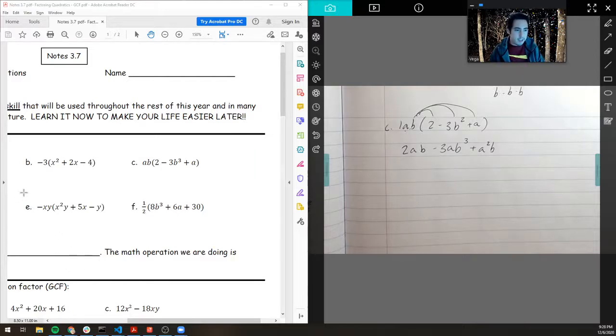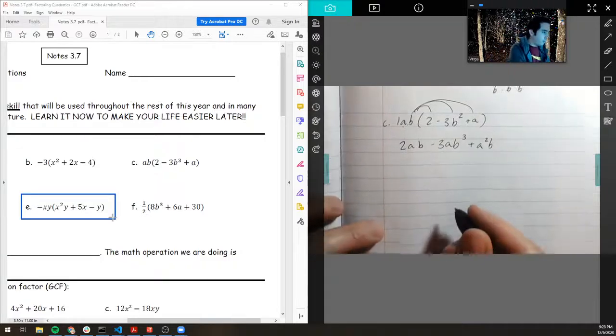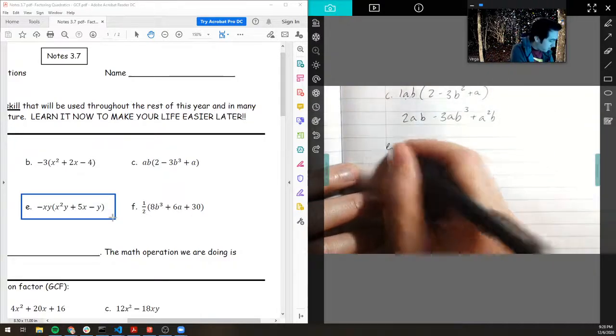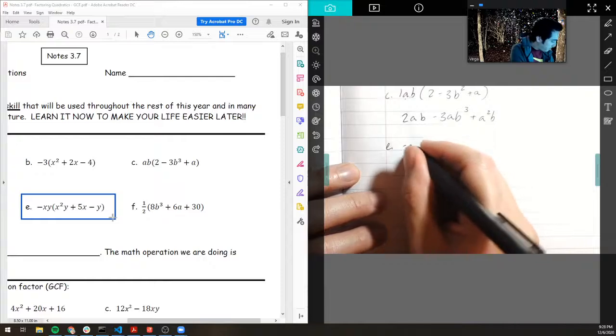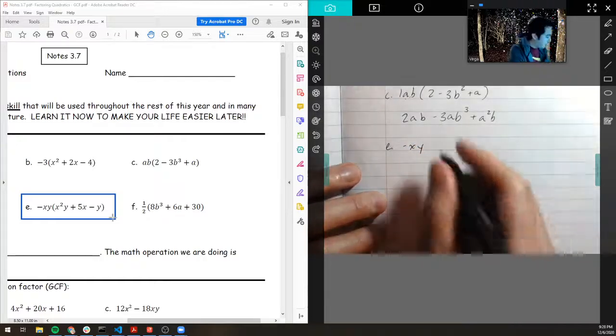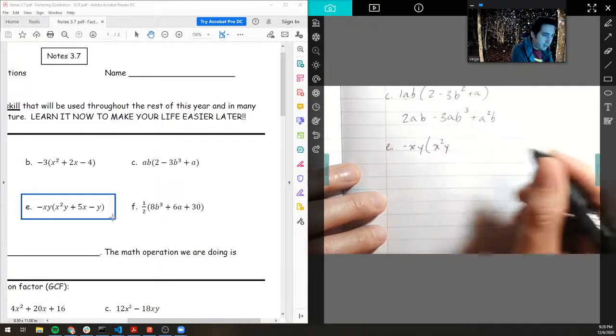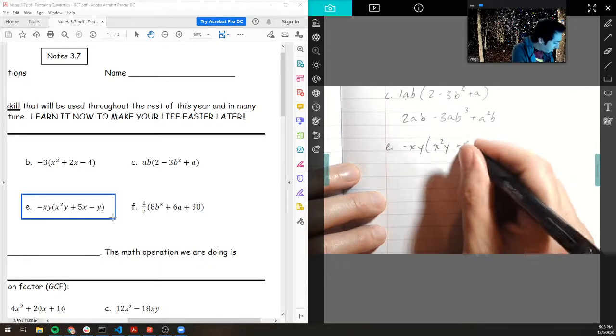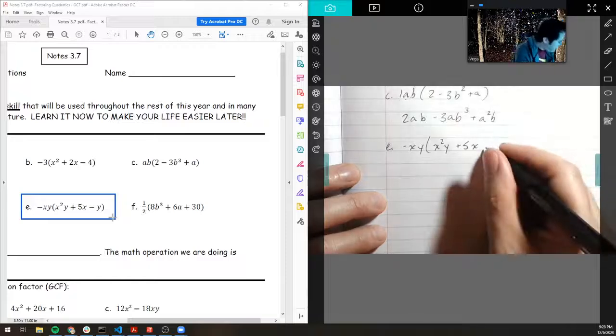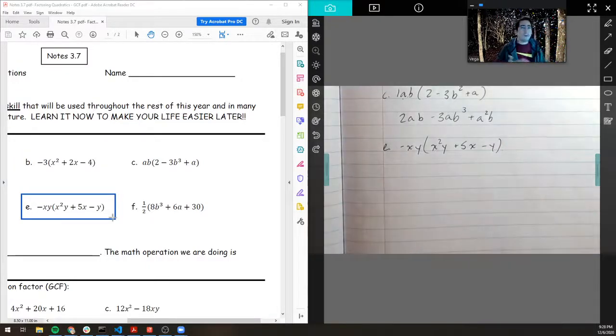Let's look at E. Very similar to this one. Same basic concept. You have here some negative xy, some value on the outside of the parentheses. You're multiplying that times x squared y plus 5x minus y. Again, when you multiply, you're going to distribute. You're going to multiply the coefficients together, and then you're going to add the exponents is a way to think about it.